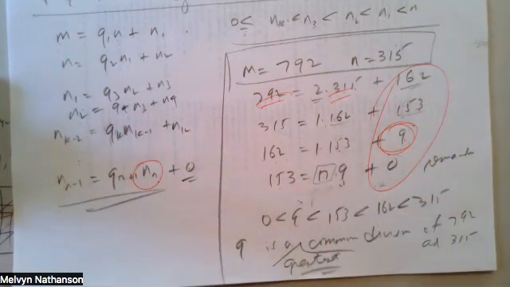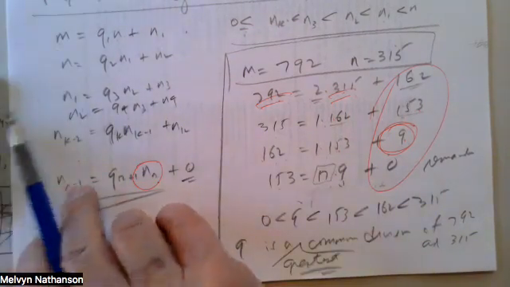So the Euclidean algorithm says to compute the greatest common divisor of two numbers, simply calculate successive long divisions until you get to 0. And the last thing you're dividing by, or the last positive remainder in that sequence, is the greatest common divisor.